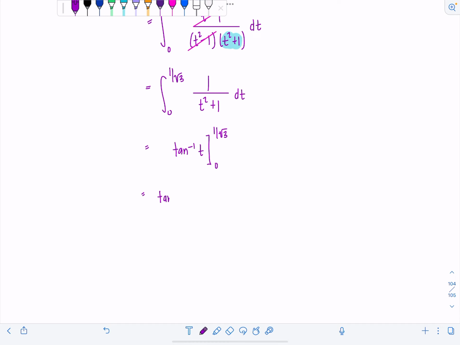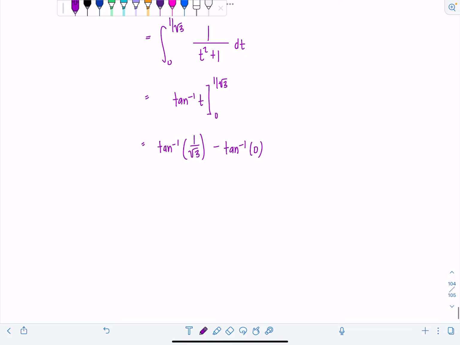So we have tan inverse of 1 over rad 3 minus tan inverse of 0. And then now it's just a matter of making sure you remember your trig, you know your unit circle. If you forgot, I have all my trigonometry and pre-calculus video lectures linked. I can assist you with some review there. Tan inverse of 1 over rad 3, that's pi over 6, minus tan inverse of 0 is 0. So this is just pi over 6.